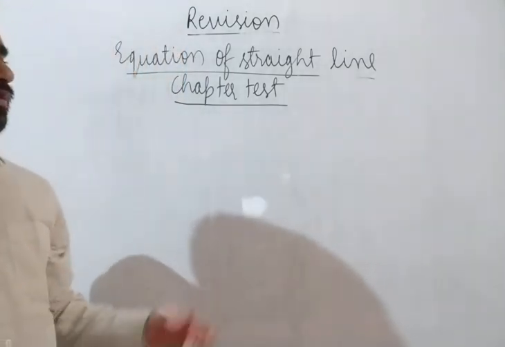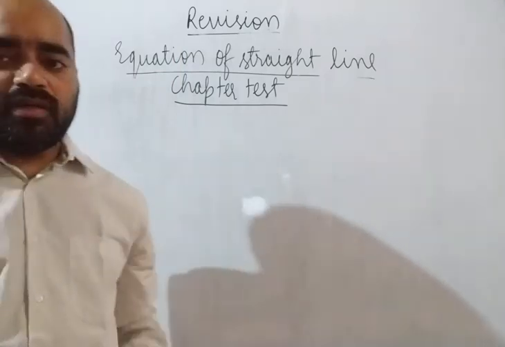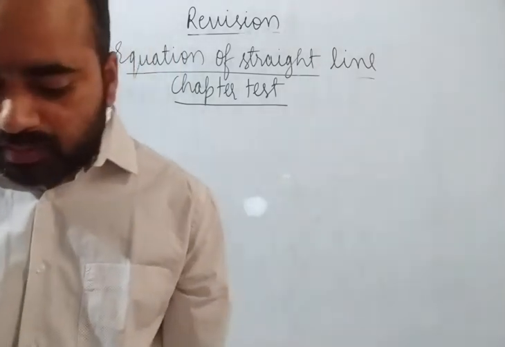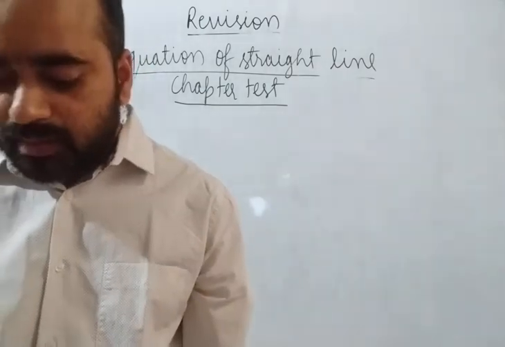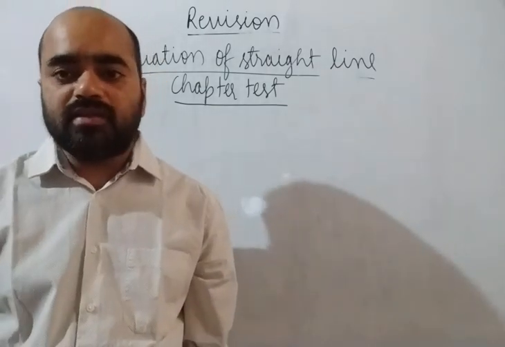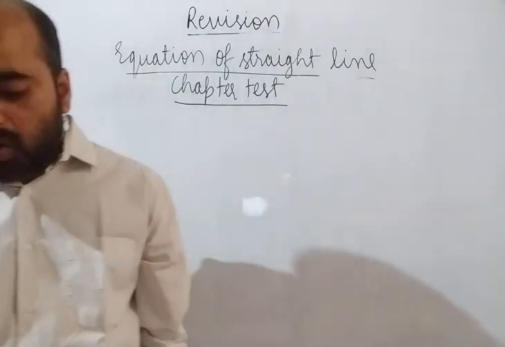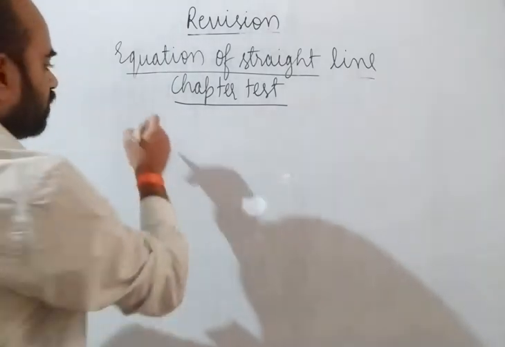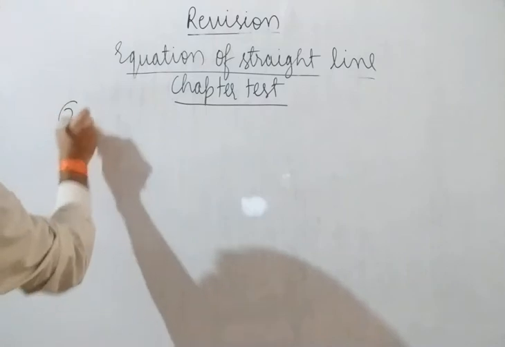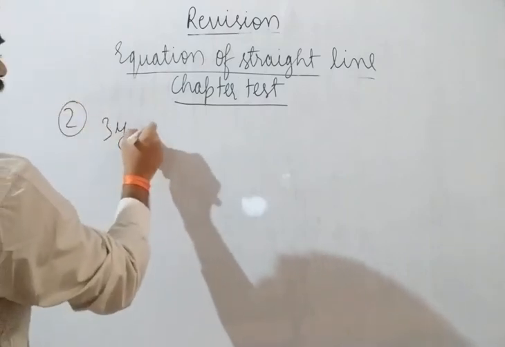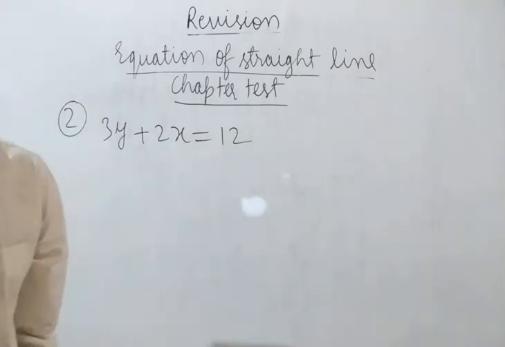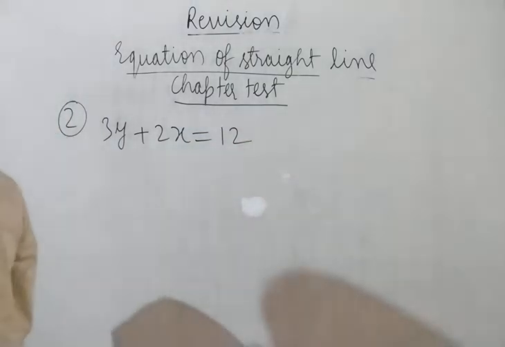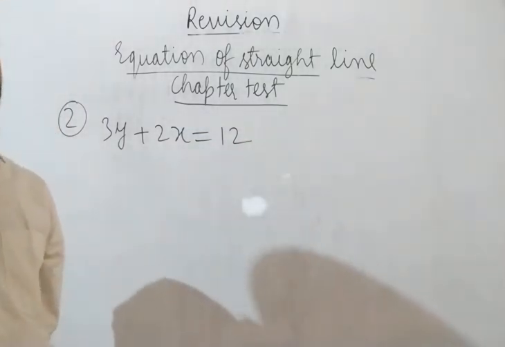So next we will solve a few questions of the chapter test. Question number 2, write down the gradient, gradient means slope, and the intercept on y-axis, that is the y-intercept, of the line 3y plus 2x is equal to 12. So this is the equation of the line. Now we have to find the slope or gradient and y-intercept.